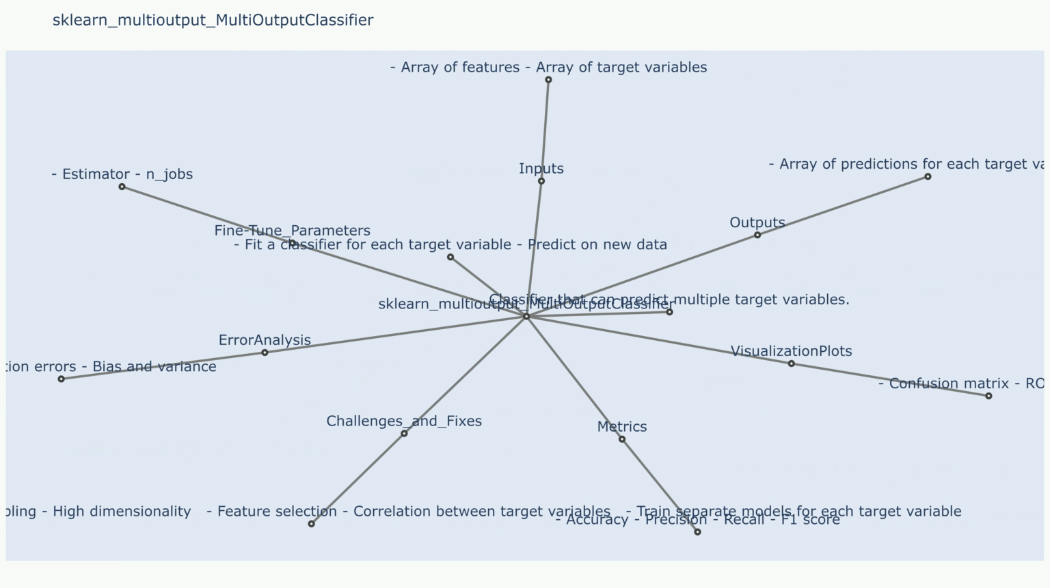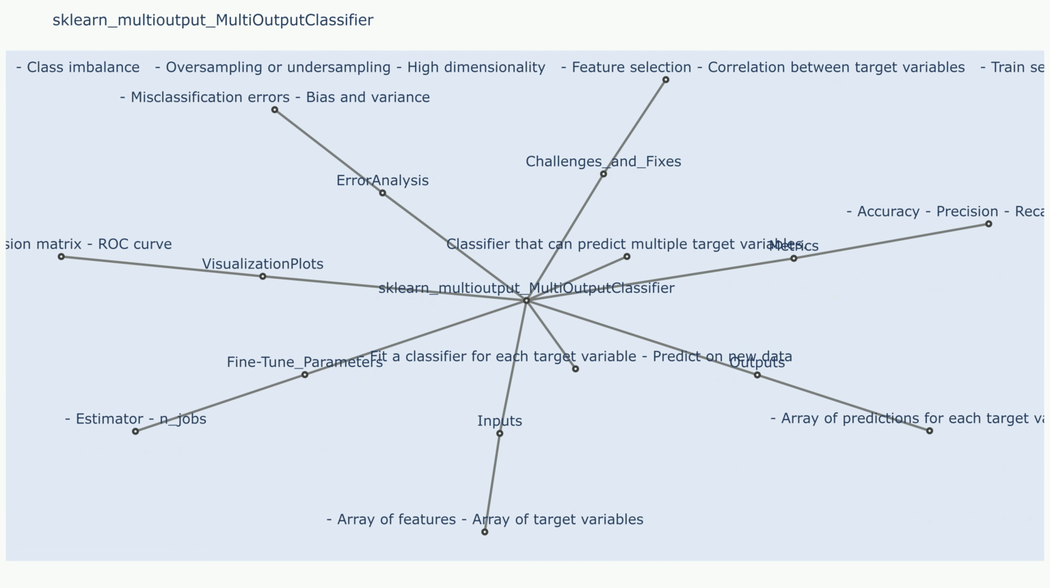Inputs. Input 1: the input data. Typically a 2D array of shape (n_samples, n_features), where each row represents a sample and each column represents a feature. This data should be compatible with the chosen base estimator.